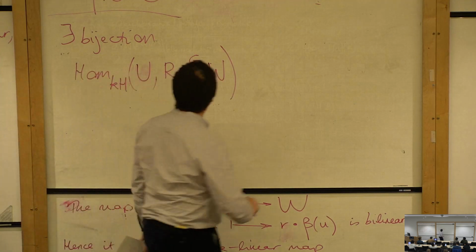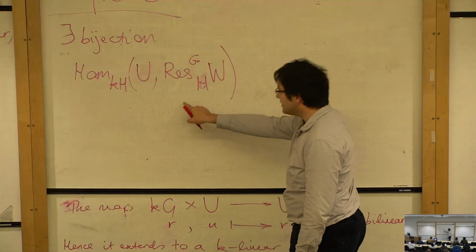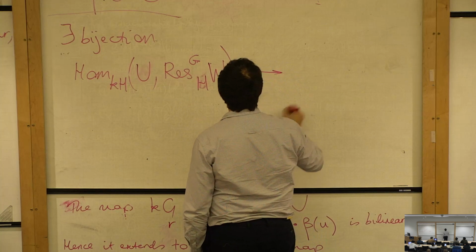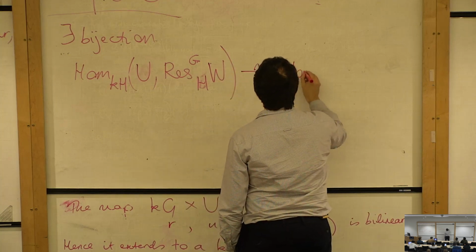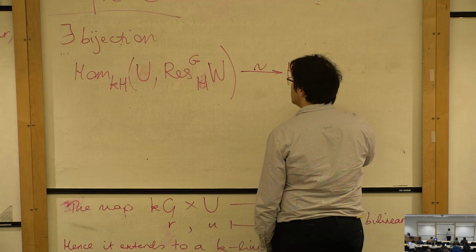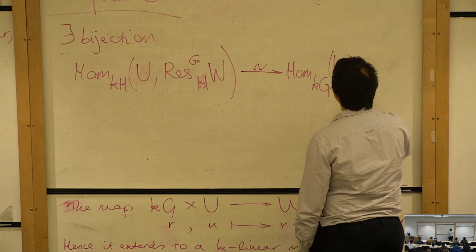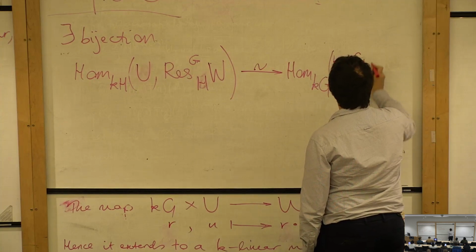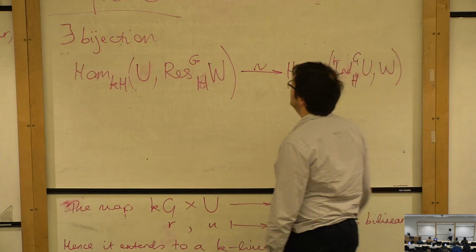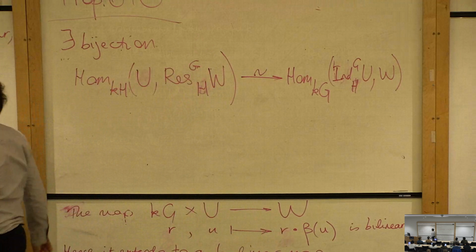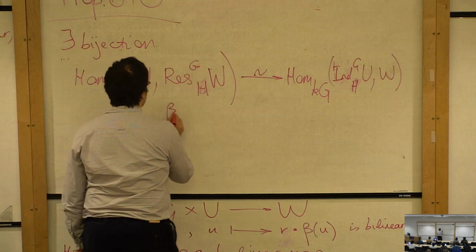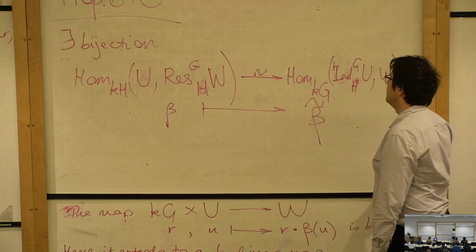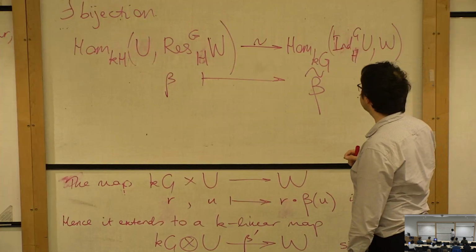This is correct. The inverse is correct. There is a bijection from this set, right, to every beta in here. There corresponds a unique kG-linear map from the induction of U into W. Right? So the setup is exactly as in this board, sending beta to beta tilde. It exists. It's unique.